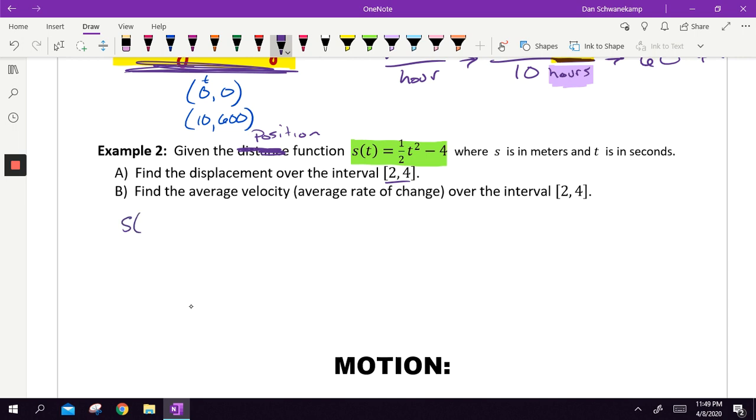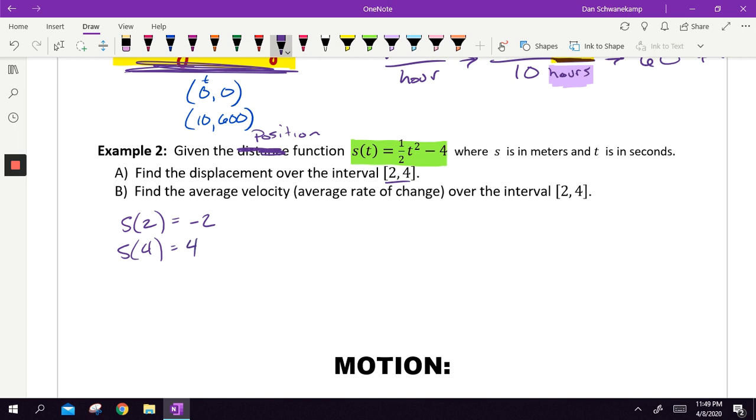All right, cool. I want to find displacement. That's S of 2 and S of 4. Those are the two numbers I need. I need to know what the position is at 2 and 4. I take 2, I plug it in. 4 cut in half is 2. 2 minus 4 is -2. Plug in 4, 16. Cut it in half is 8. 8 minus 4 is 4.